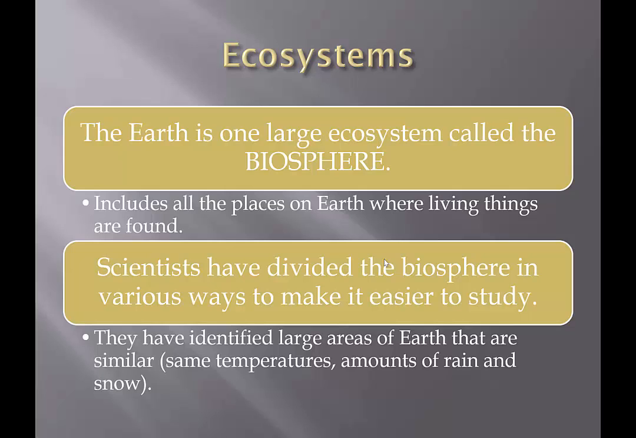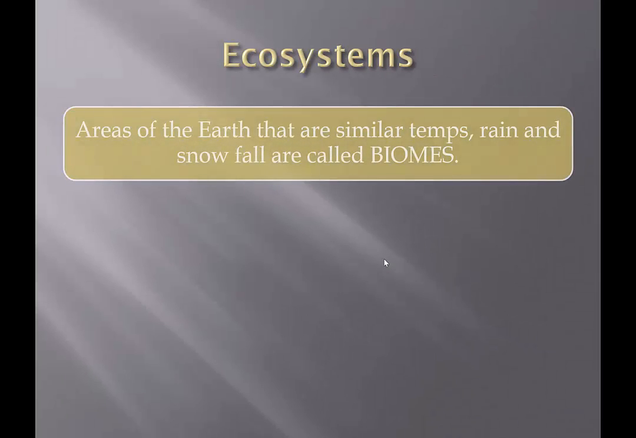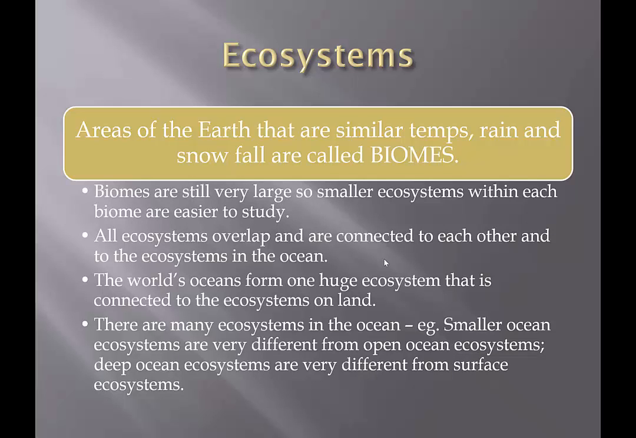So they've identified areas on the Earth that are quite similar. They have the same temperatures, same amount of precipitation, same amount of sunlight. Okay, and we call those areas biomes. So the areas of the Earth that have those similar characteristics are called biomes. And there's a bunch of different biomes around the Earth. We have rainforest biomes, desert biomes, tundra biomes, mountain biomes and polar region biomes. And the biomes themselves are still quite large. Okay, so even within those large biomes, the smaller ecosystems within those biomes are way easier to study.